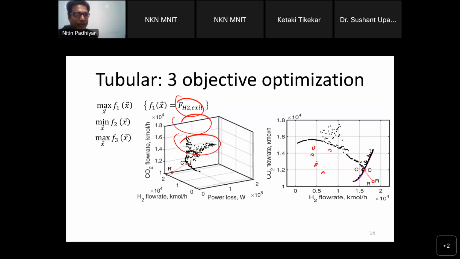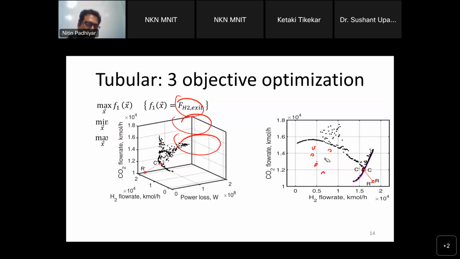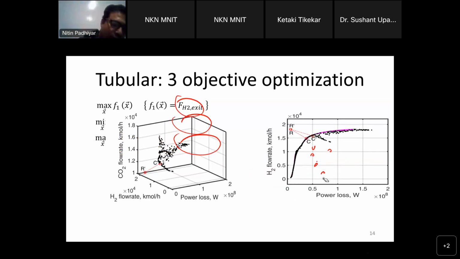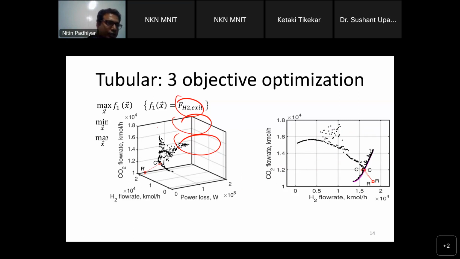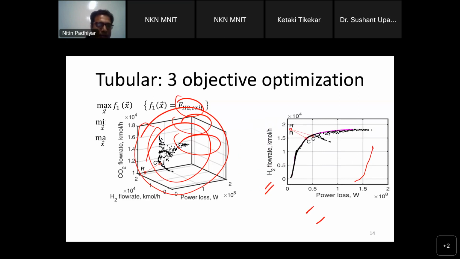And interestingly, if I make this projection of the 3D graph onto 2D, on, let's say, carbon dioxide and hydrogen, the solution that we had obtained in the previous problem, the hydrogen and carbon dioxide double objective problem, is this purple line. So those solutions are also obtained by projecting this 3D graph onto a 2D graph. If you have a question, you can ask me on this. I'll be very happy. And likewise, hydrogen and power loss.